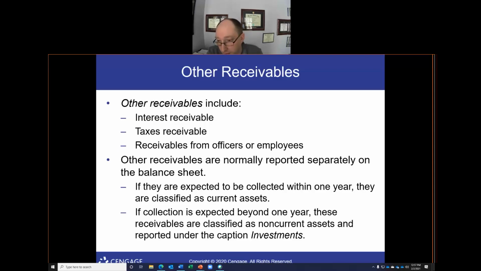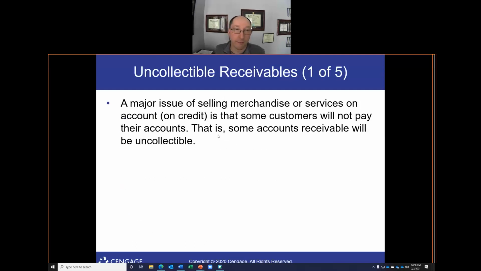Or the company might lend the officers or employees money, as a short-term loan, and they expect to be repaid within 1 year. That would also create receivables from officers or employees. Other receivables are normally reported separately on the balance sheet. There's usually a note too, telling you what it is or what it was for. That's why accounting notes are really, really important.